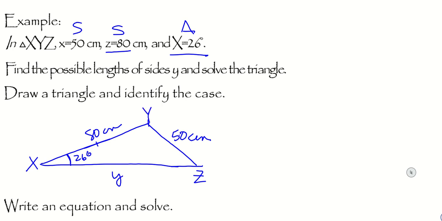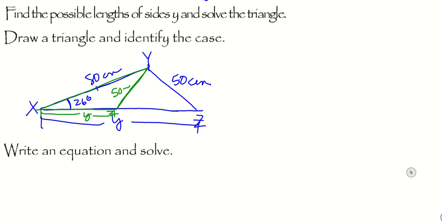Now again, like we just looked at, that's not the only possible triangle. I could also have a triangle where I swing this 50 centimeter piece this way, in which case I have angle Y here, and this would be my angle Z, and this would be my side Y. So my side Y could extend all the way from here to here for my bigger blue triangle, or it could go from here to here for my smaller green triangle. Okay, so I have that ambiguous case. So this is what we're going to do.